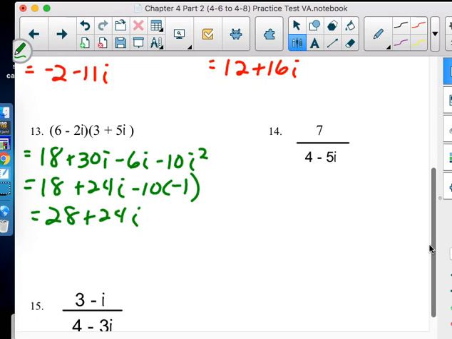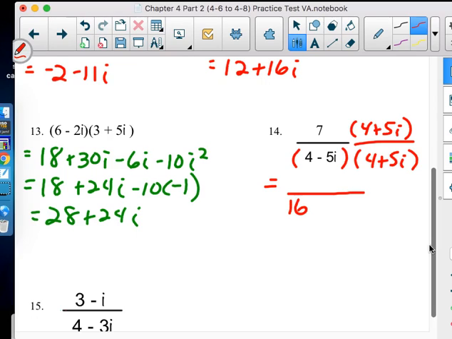All right, for number 14, what are we going to multiply the top and the bottom by? Good, 4 plus 5i. We have to use the conjugate. And what you do to the bottom, you have to do to the top. But my focus would be on that denominator first. Make sure everything's going to work out nice on the bottom.